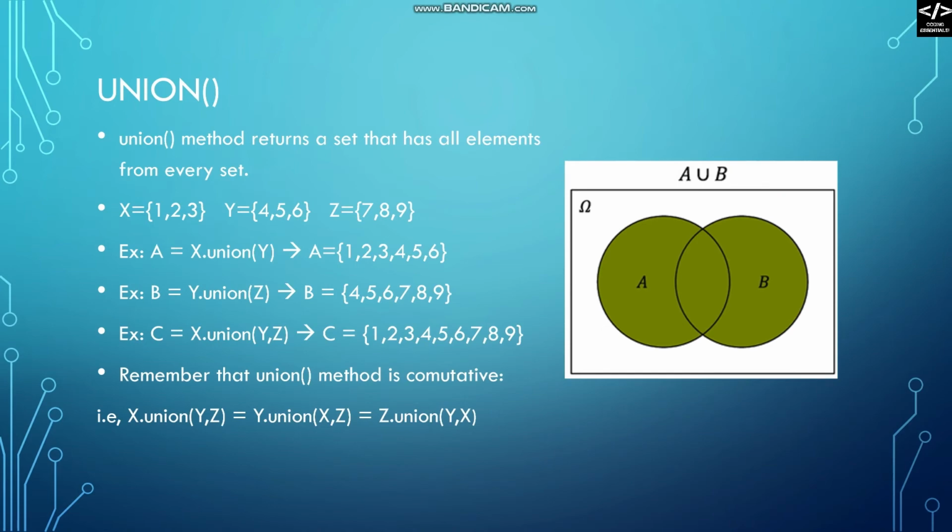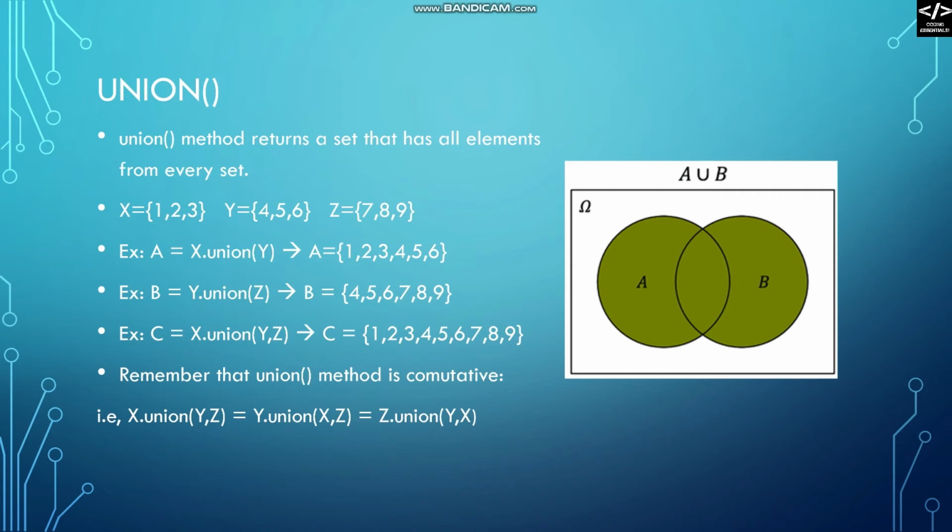The union method returns a set that has all the elements from every set without the duplicate data. Here's another diagram to show you what a union is in sets. There is a set A and set B. All the elements together are known as A union B. No element should repeat itself. Let me show you with one example.